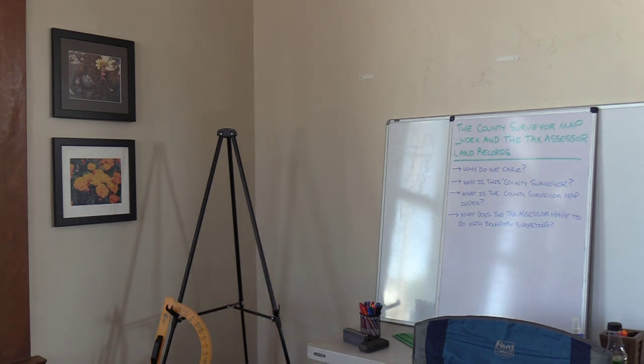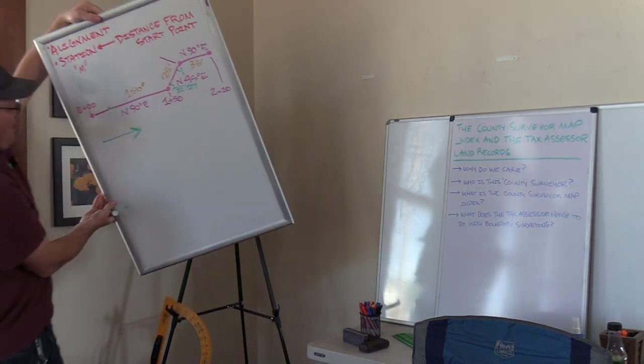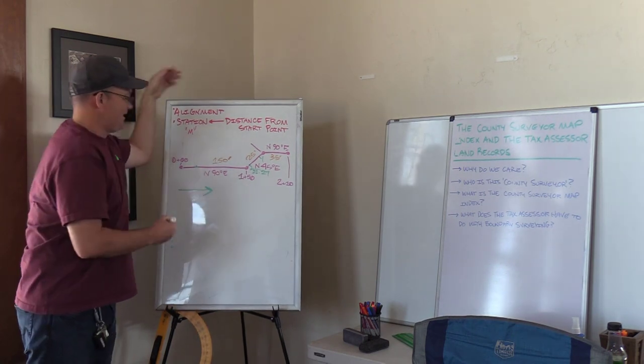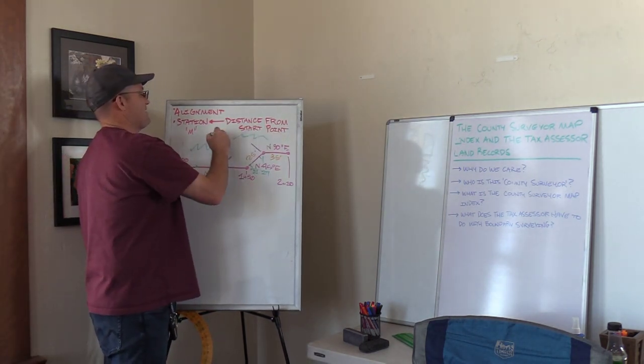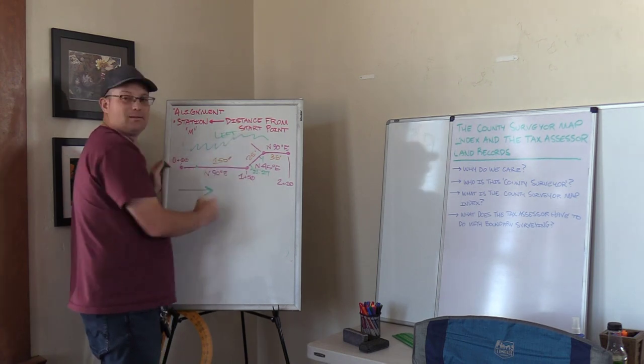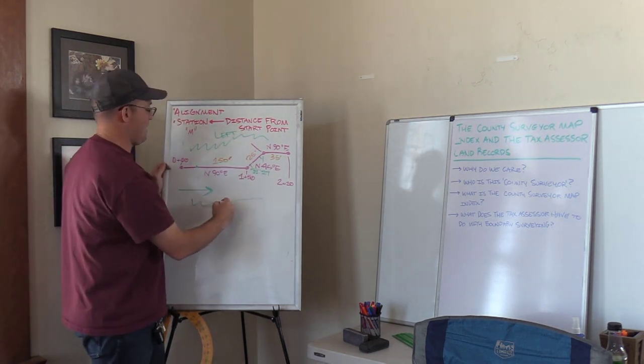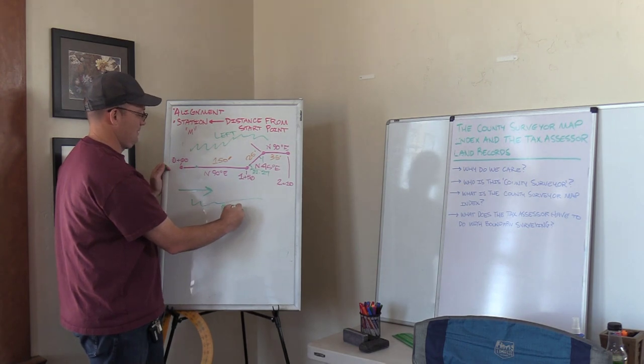Okay, if you're standing right here, raise your left hand. If we're facing up station, which way is left? That way. Yes. Which way is right? Put your left hand down, raise your right hand. Right. Okay, so this over here is the left side of the alignment, and this over here is the right side of the alignment.